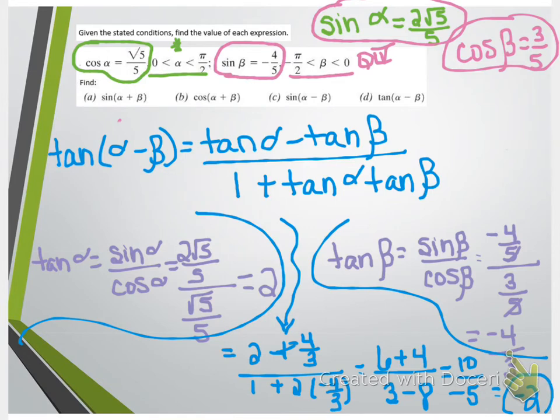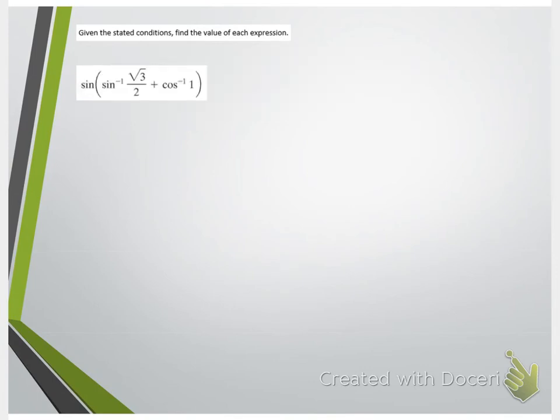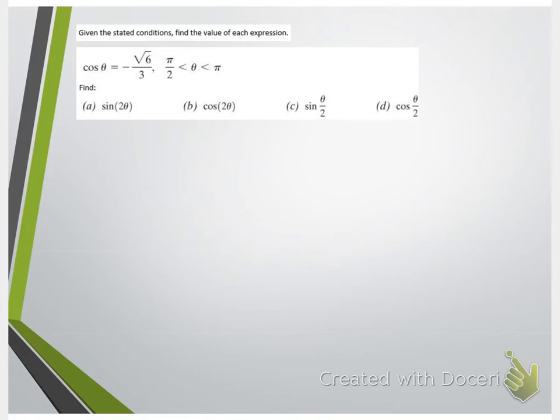Okay. Got anything else? Oh, 2 more. Okay. This one. Again, it's the same idea. So let's pick a couple of them. Notice how they give us the cosine of theta and they give us where it is. So from pi over 2 to pi, that's quadrant 2.